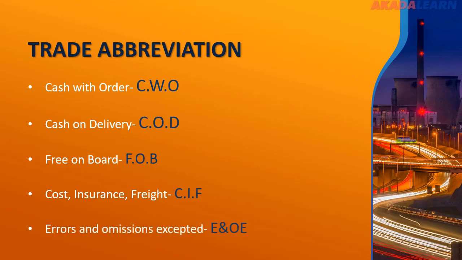We also have errors and omissions accepted, that is abbreviated as E and OE. This is a phrase used in an attempt to reduce legal liability for potentially incorrect or incomplete information supplied in a contractually related document such as a quotation or specification.